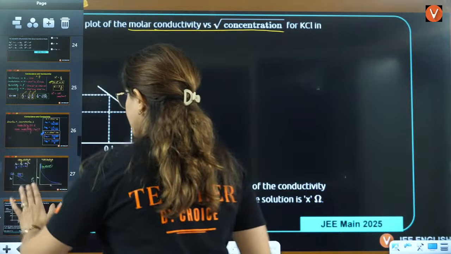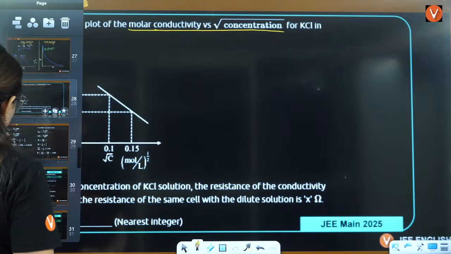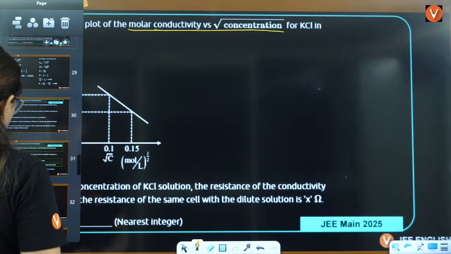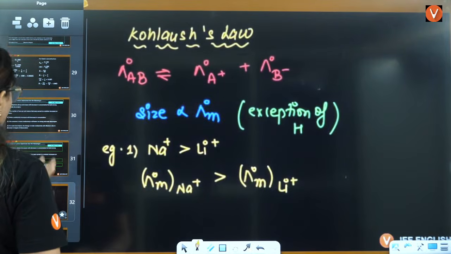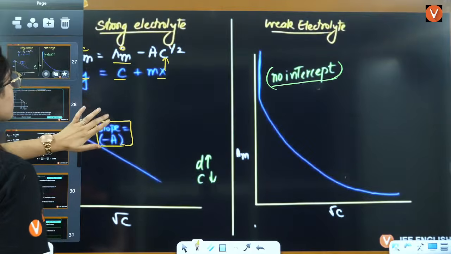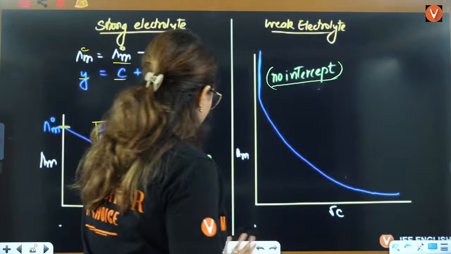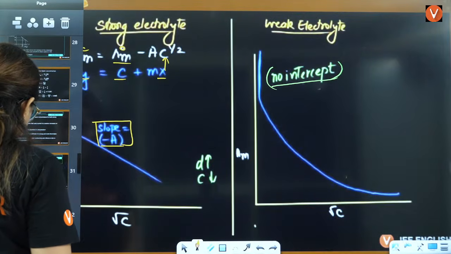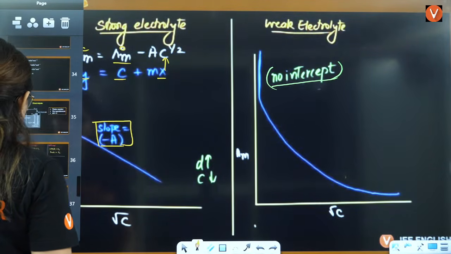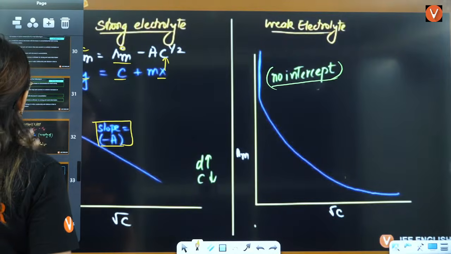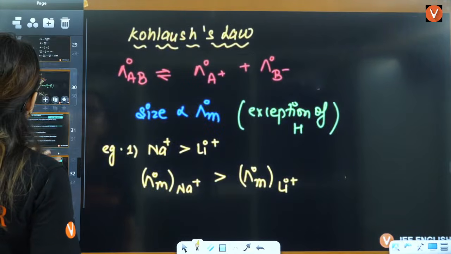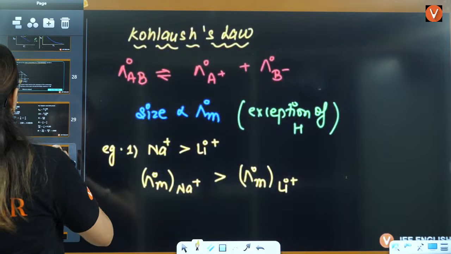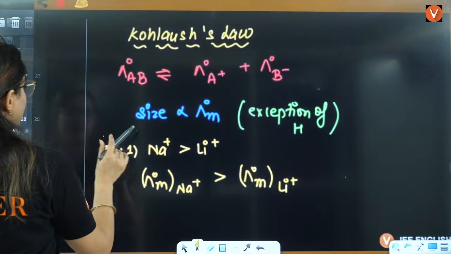Wait a minute. Before this, let's do this question first. I'll teach you this later on. Because here we are not able to find the molar conductivity at infinite dilution, I would suggest you do this first. Then let's see a question on Kohlrausch's law only, and then we will use this one.